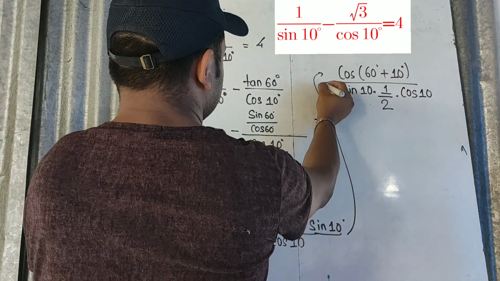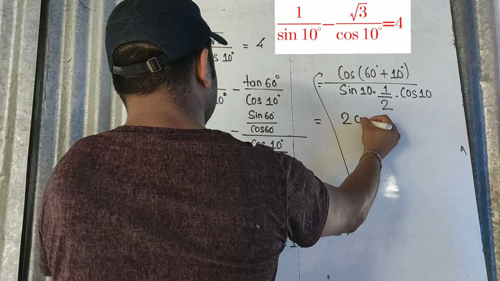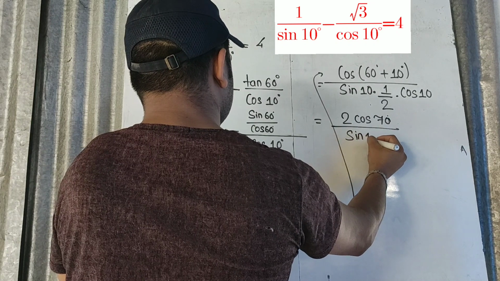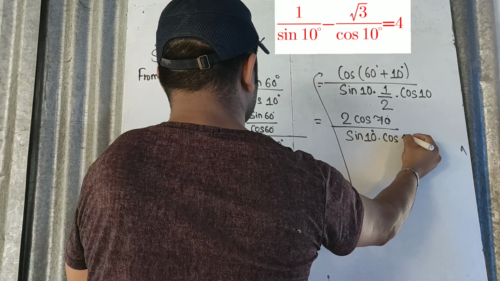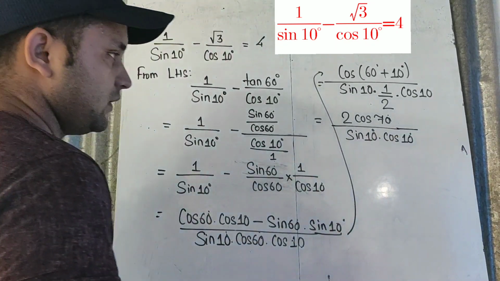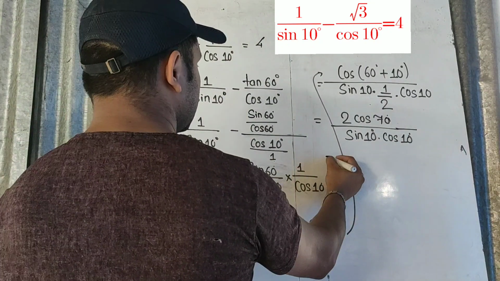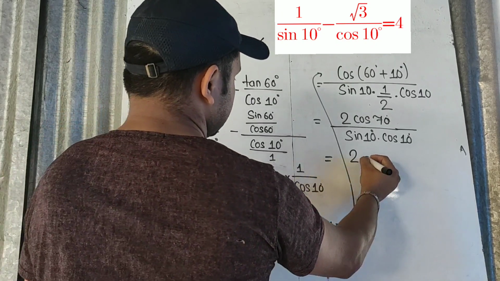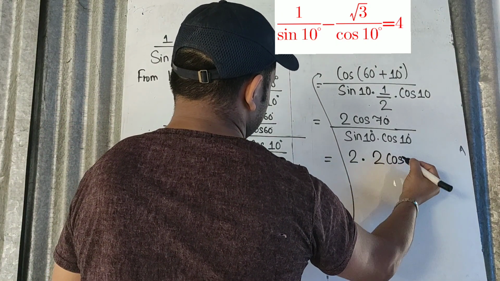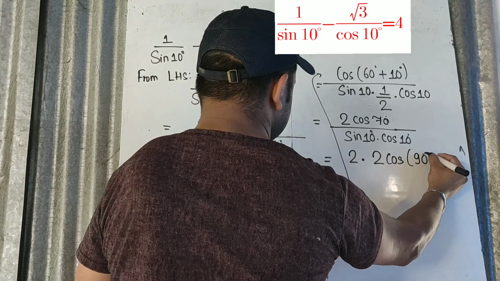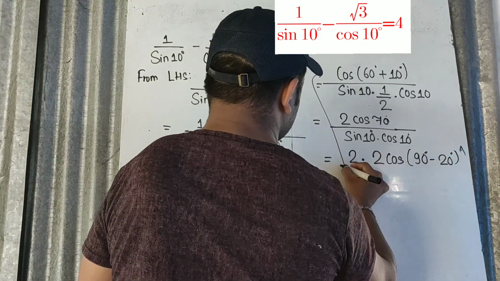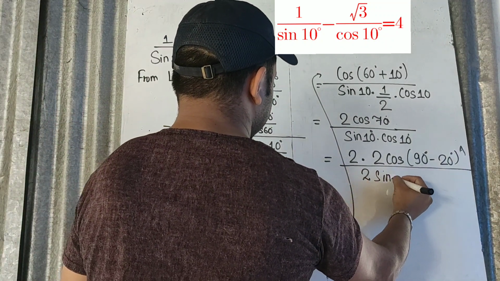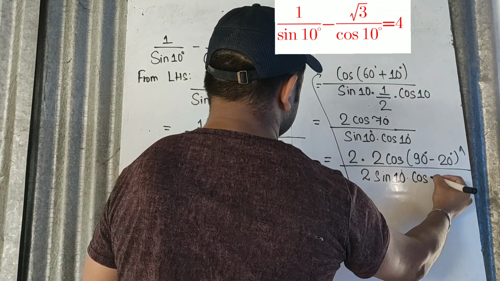Now reciprocal it again. Now this 2 goes up. It becomes like 2 cos 70. In the denominator you have sin 10 dot cos 10. Now I am multiplying both numerator and denominator by 2. 2 cos, in place of 70 we write 90 minus 20. This is what we can write in place of 70. Now 2 sin 10 cos 10.